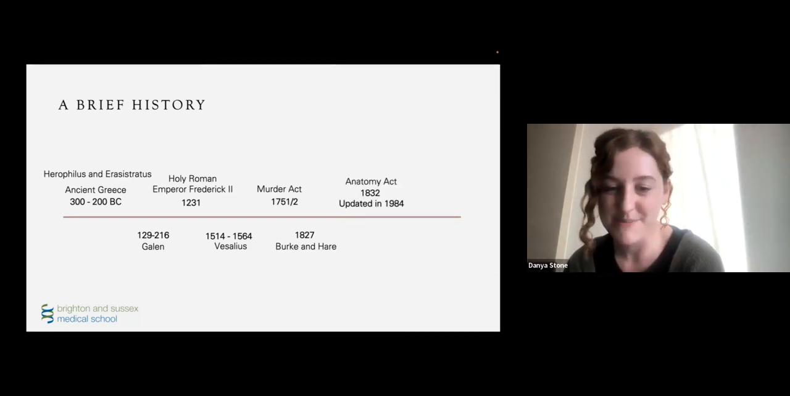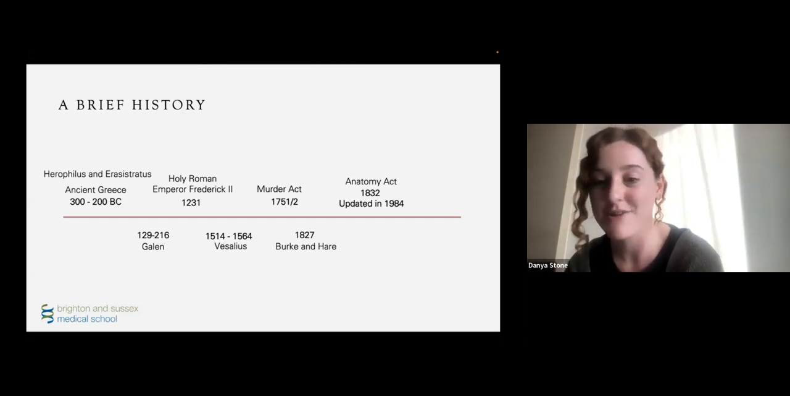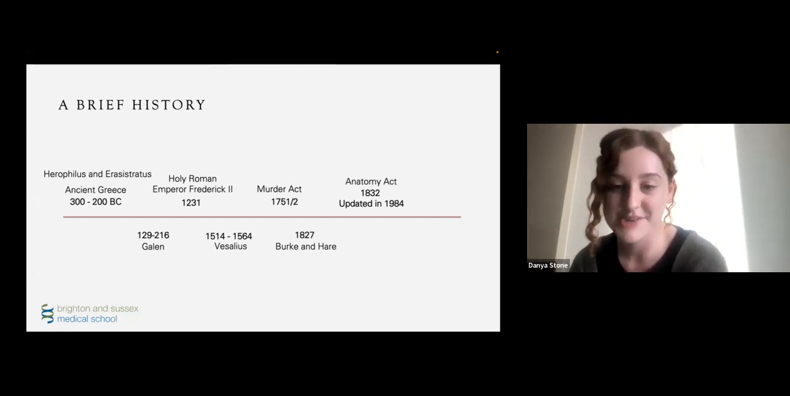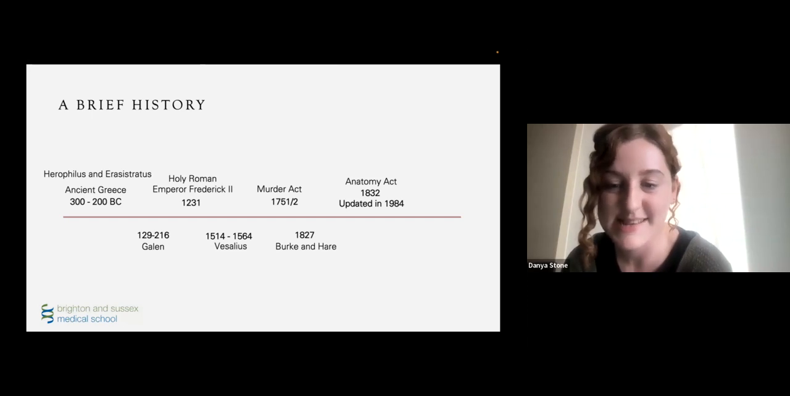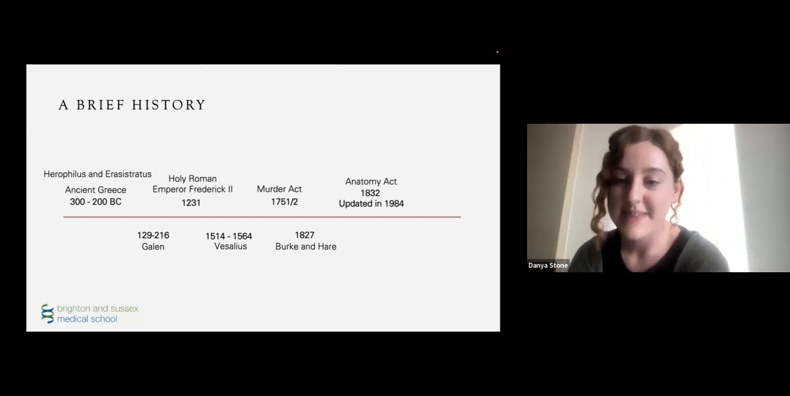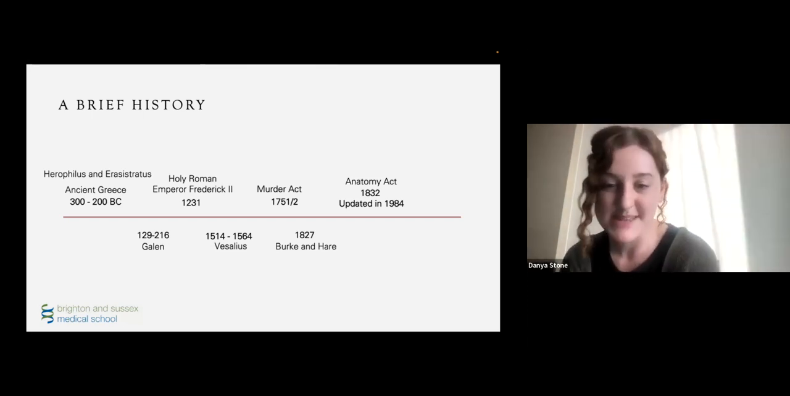Very shortly after, Burke and Hare were convicted, 1827. There was public outcry, and a need for new legislation to ensure that this never happened again. This culminated in the Anatomy Act of 1832. The Anatomy Act of 1832 attempted to find a way to provide more bodies for anatomists.